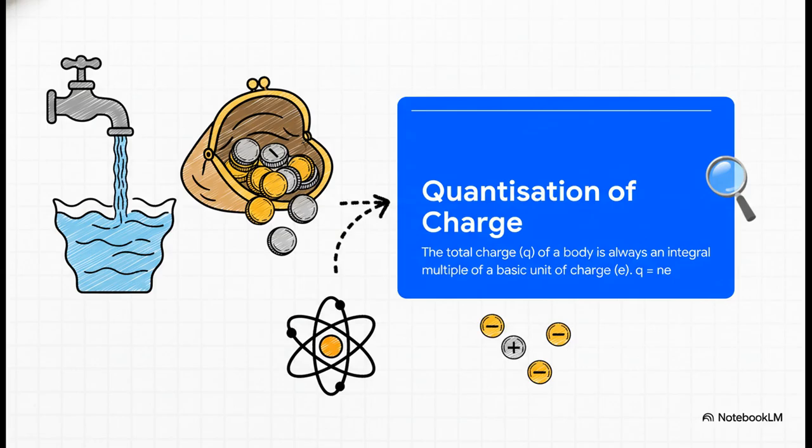Now, here's the first weird thing about charge. It's not like pouring water, where you can have any random amount. Nope, it's more like money. You can have $1 or $2 or $1,000,000, but you can't have half a dollar. It comes in chunks. This is called quantization. It means the total charge, Q, is always a whole number, N, times the charge of one single electron, E. It always comes in these neat, countable packets.